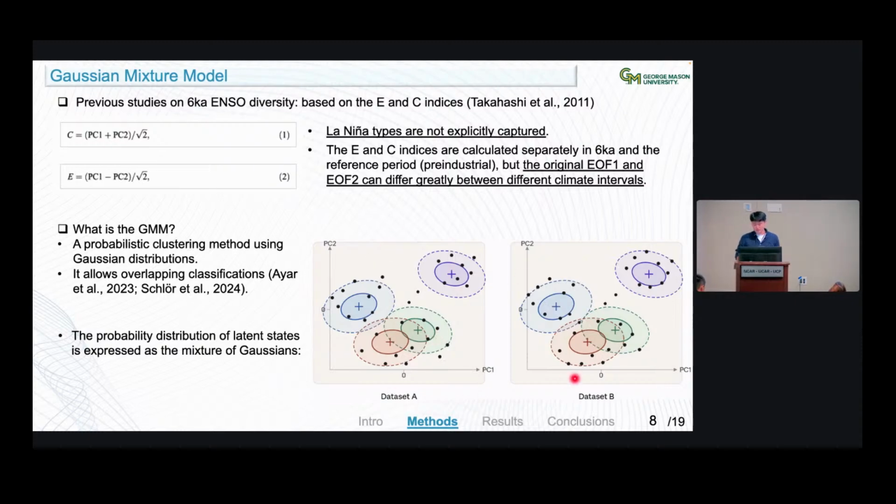Let's say data set A is PI control, data set B is 6Ka. This method can give us multiple different Gaussian distributions. And if we use the same Gaussian distributions among these two periods, we can compare directly. Also, it can give us La Nina types.